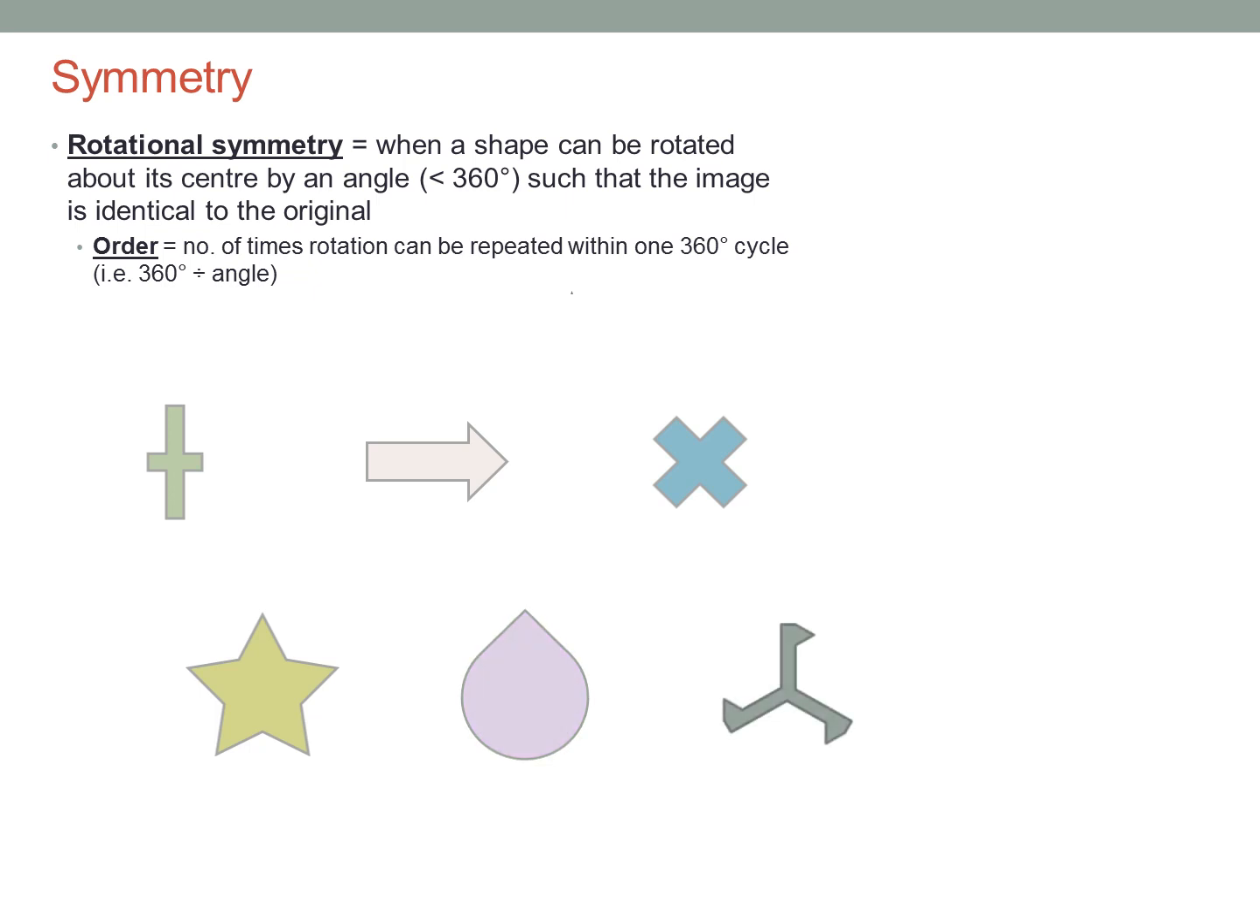And now we come back to this interesting shape. Although it has no lines of symmetry, look what happens as we rotate it. It repeats every 120 degrees. It has rotational symmetry of order 3. Let's try one more. This interesting shape also has no lines of symmetry. But if you rotate it through 180 degrees, look, it's the same. It has rotational symmetry of order 2.